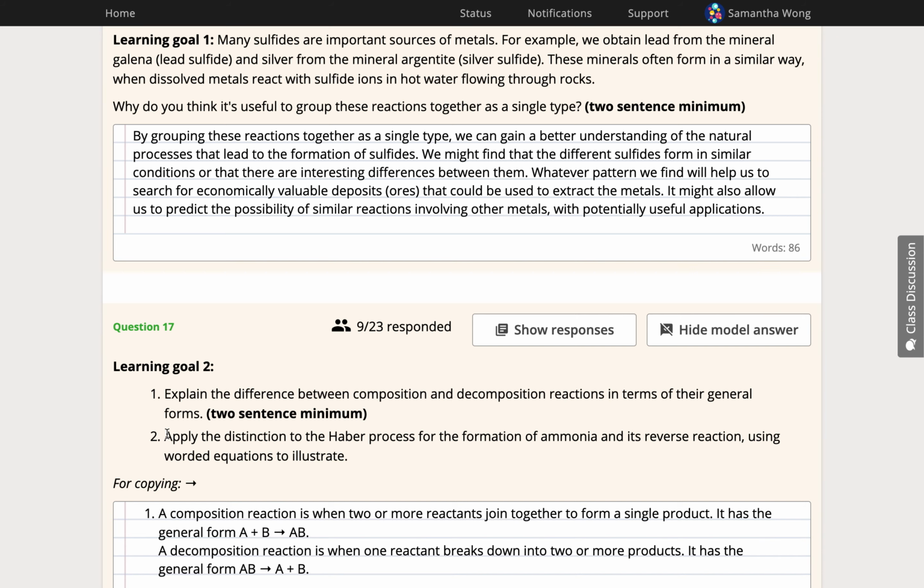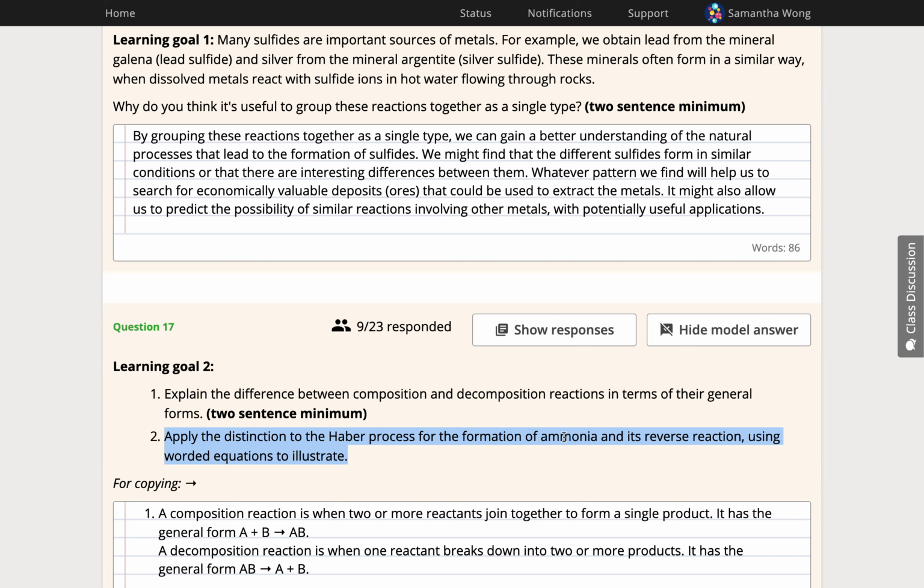Now, here comes part 2 of this question. Apply the distinction from above, so from part 1, to the Haber process for the formation of ammonia and its reverse reaction, using worded equations to illustrate this. So, if you've forgotten about the Haber process, pause this video, open up yesterday's work on reaction types part A, and we can go through the Haber process again.